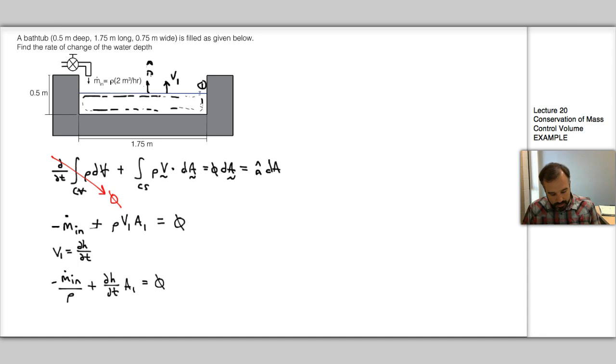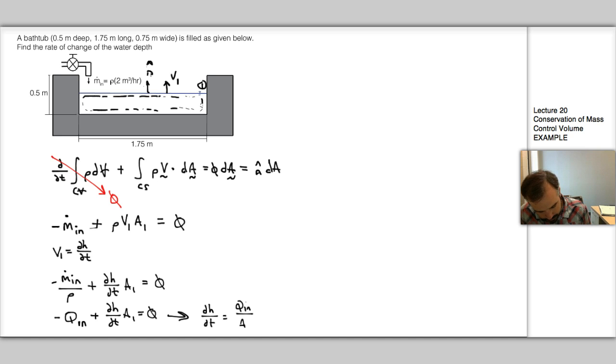Then if we look at our definition, m dot n over rho is a mass flux divided by rho, and you're given m dot n as rho times a volumetric flow rate. This becomes negative Qn plus dH over dt A1 is equal to 0. If we rearrange that, we get dH over dt is equal to Qn over A1.